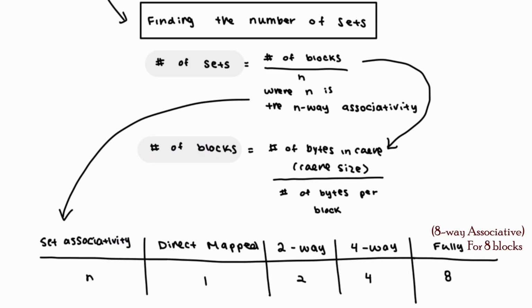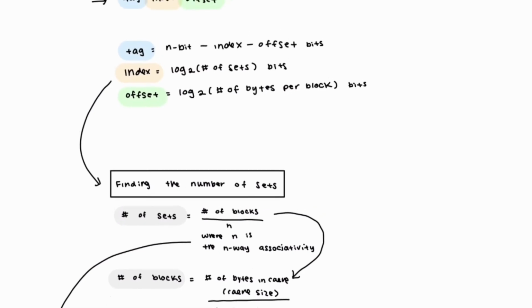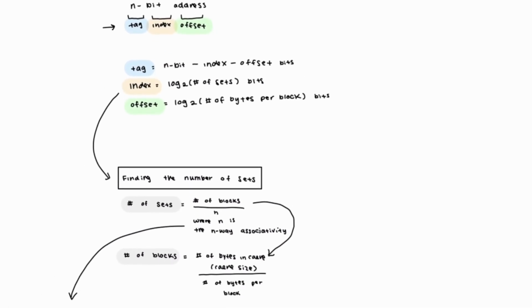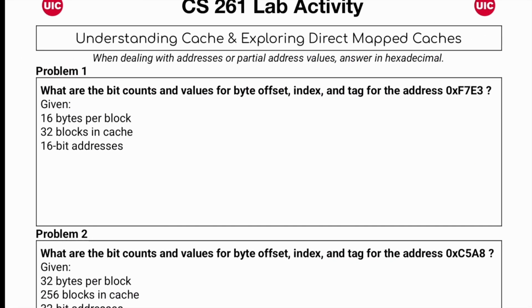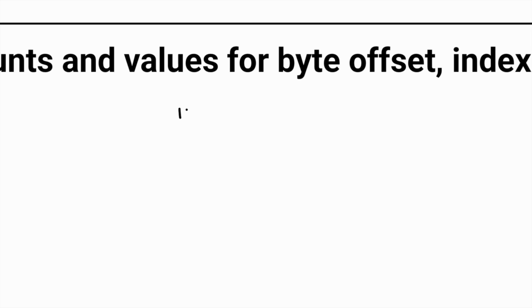And in order to find the number of blocks, in case it's not given to you, find the number of bytes in the cache, otherwise known as the cache size, and divide that by the number of bytes per block. This will be really helpful for this first page that we're working on. So let's get started on the first problem. We're given the address 0xF7E3. Let's write that out first.